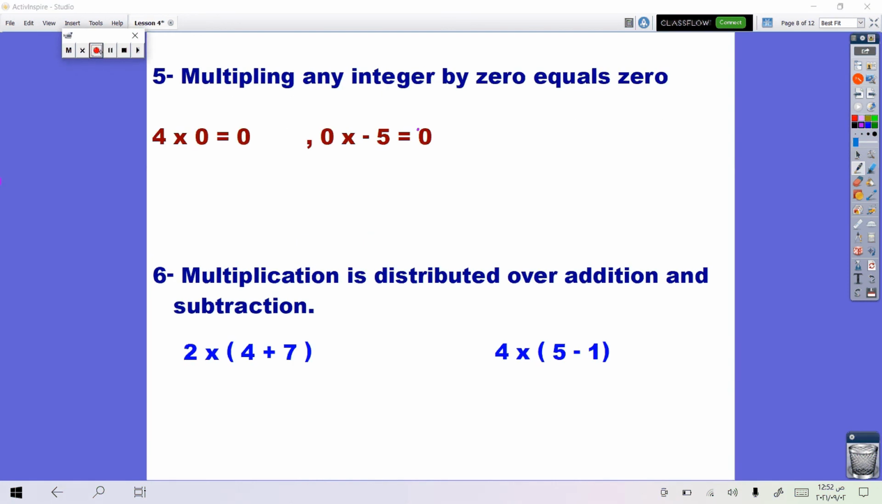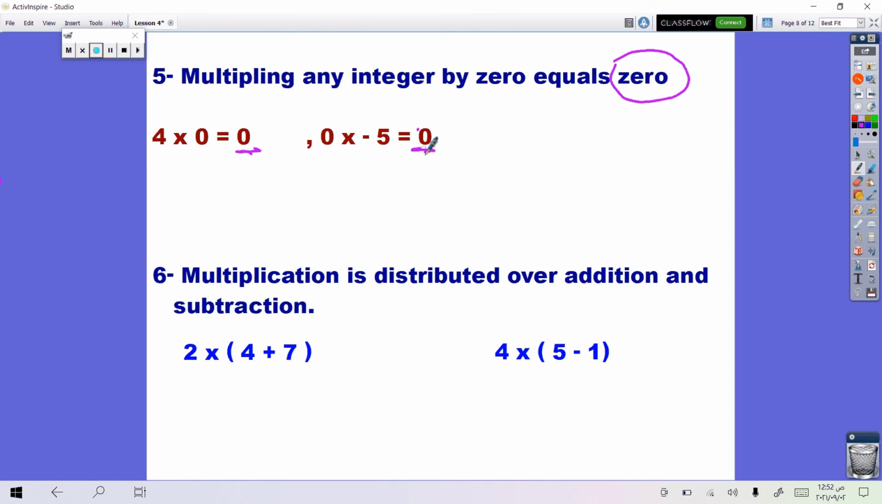Property number 5, multiplying by 0. If we multiply any integer by 0, the result will be equal 0. For example, if we multiply 4 by 0, the result will be equal 0. And if we multiply 0 by negative 5, the result will be equal 0. So multiplying any integer by 0 equal 0.